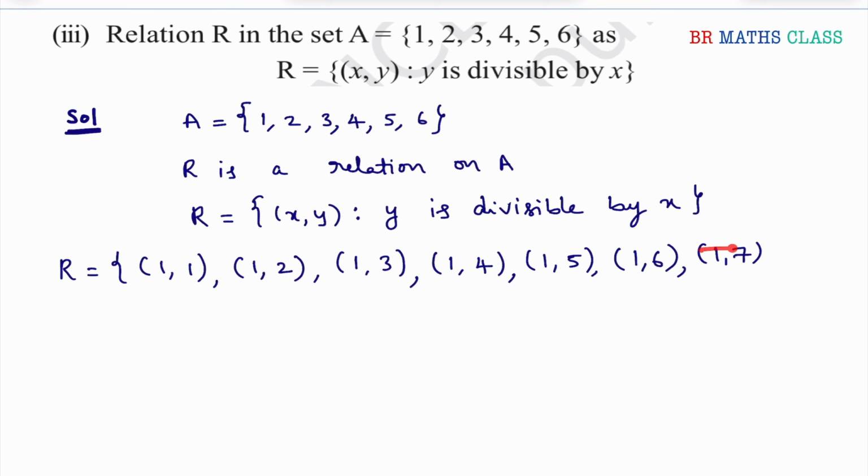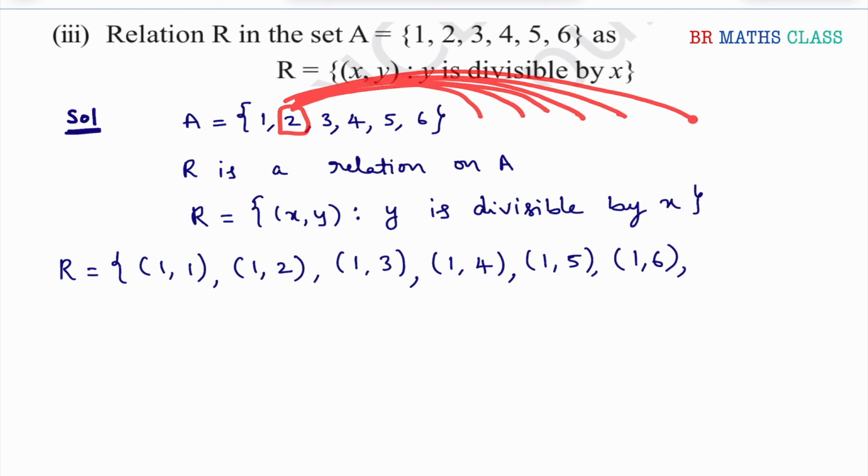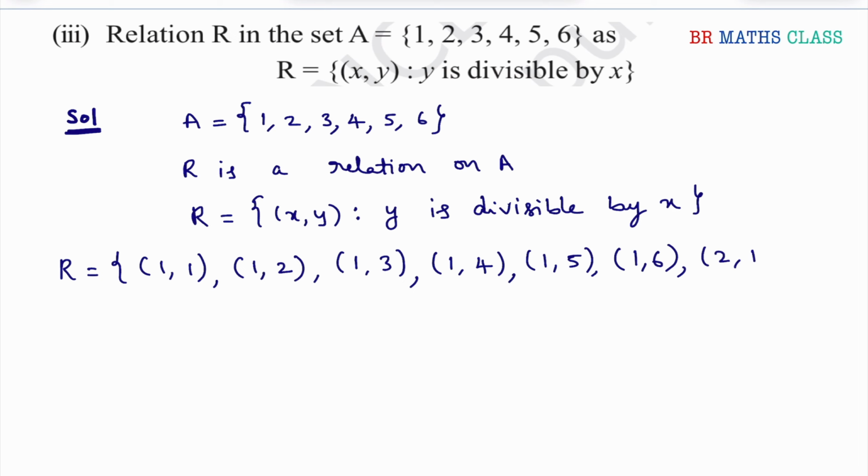1 comma 7 does not belong to this relation. Now in A cross A, what is the next element? The next elements start like this: 2 comma 1, 2 comma 2, 2 comma 3, 2 comma 4, 2 comma 5, 2 comma 6, like that. You take 2 comma 1. 2 comma 1 is there in A cross A.